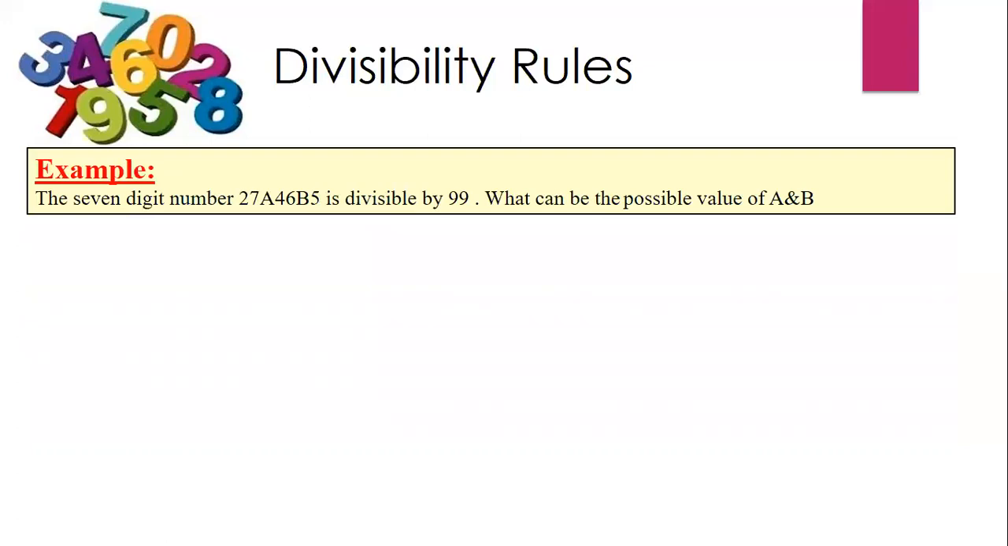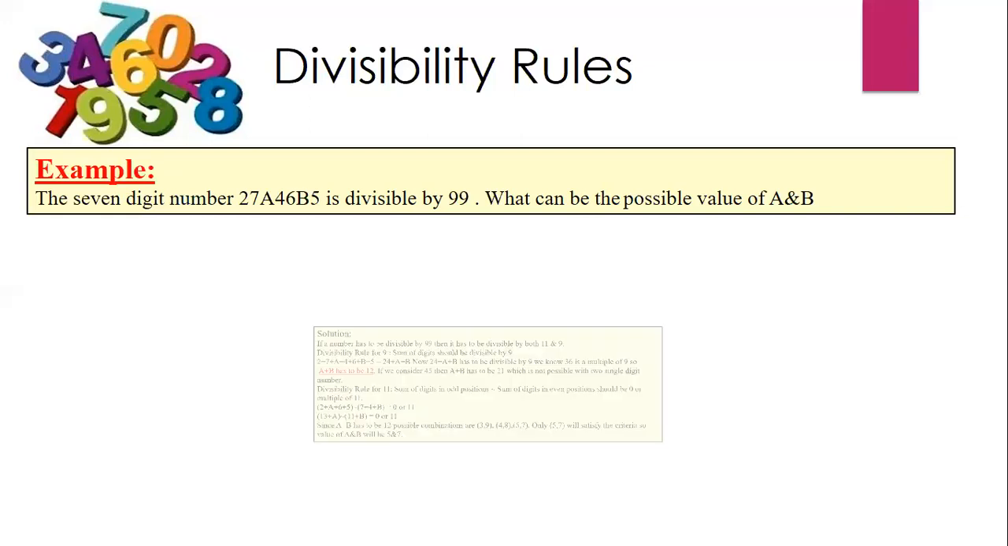Last question. The 7-digit number 27A46B5 is divisible by 99. What can be the value of A and B? So if it has to be divisible by 99, then the whole number should be divisible by 9 as well as 11. Okay.